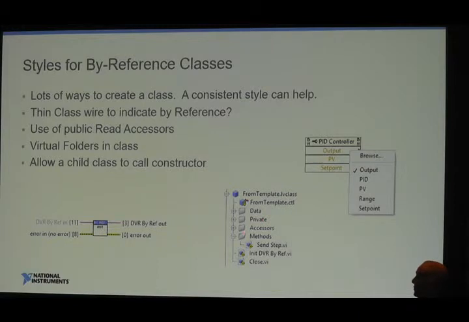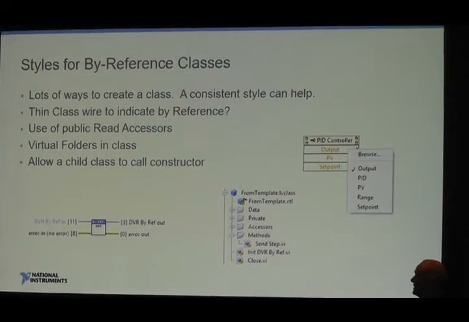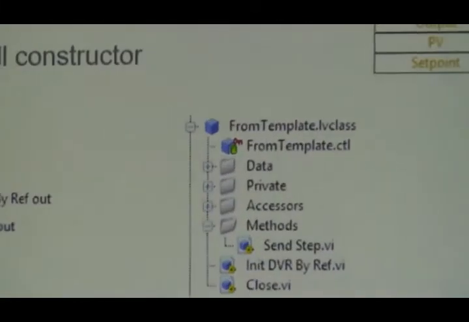So here I've thrown up one, not saying this is the only way, but we keep private stuff in a private folder, accessors in here, methods in here, and the class only has two things, creation and deletion. Everything else goes in methods. One way of doing it.